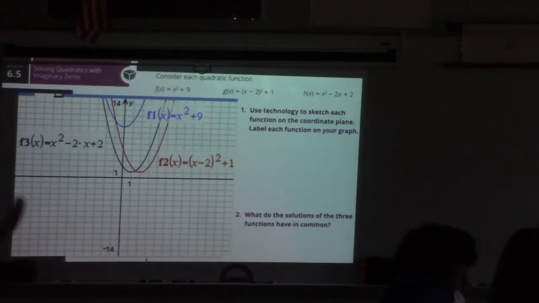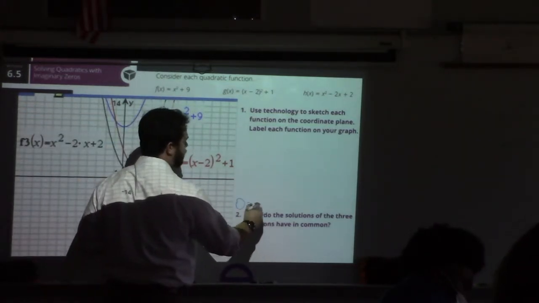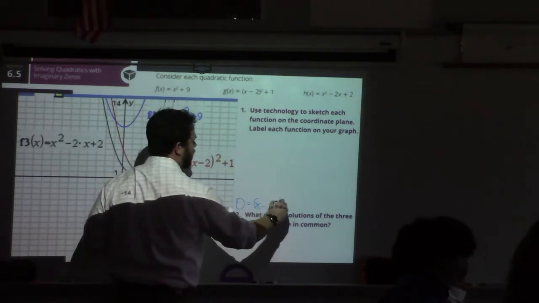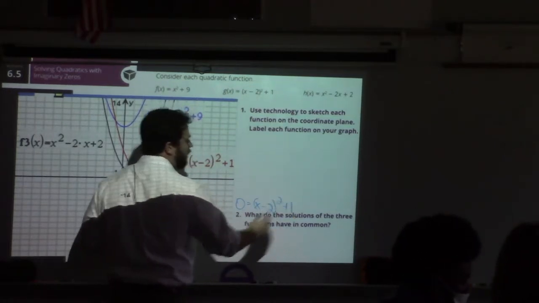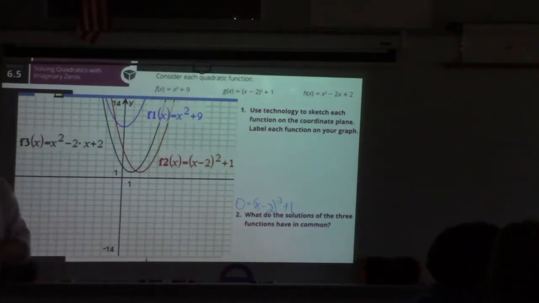Also, don't forget, I'm not going to call it a solution. I'm calling it either roots or zeros. Once you get to 0 equals something, then you can call it a solution. I do want you to make this note on, hopefully this page or somewhere in your textbook so you can use this to study later.